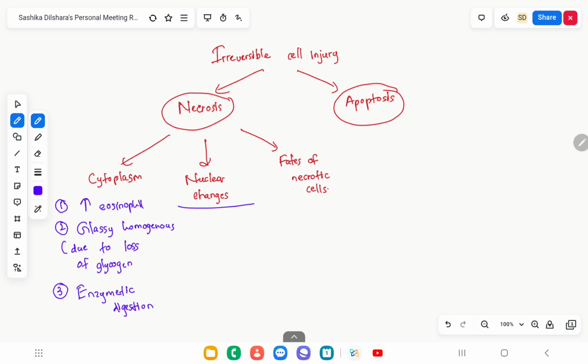In nuclear changes, there are four types of changes. They are pyknosis, which is characterized by nuclear shrinkage. Second one is karyorrhexis, which is fragmentation of the nucleus. Third one is karyolysis, in which basophilia fades because of digestion of DNA by deoxyribonuclease activity. Finally, there is nucleus death and disappearance of the nucleus.